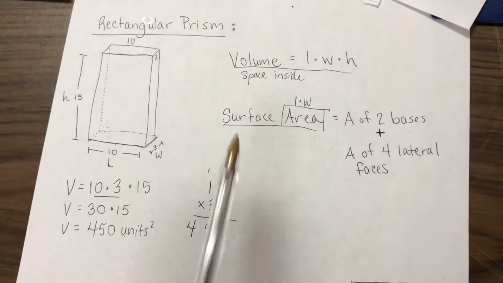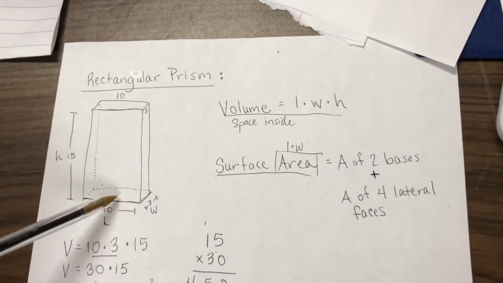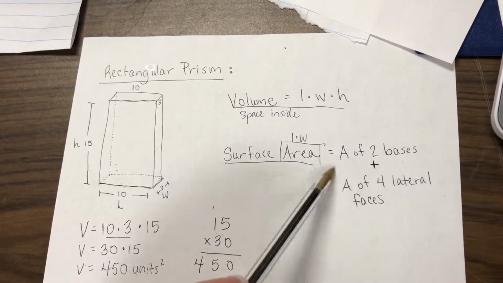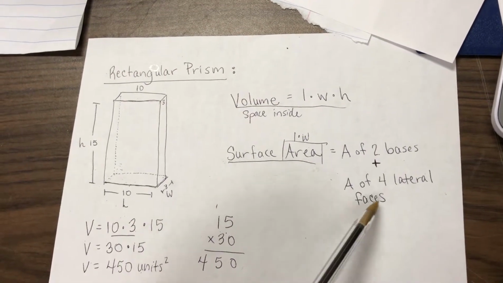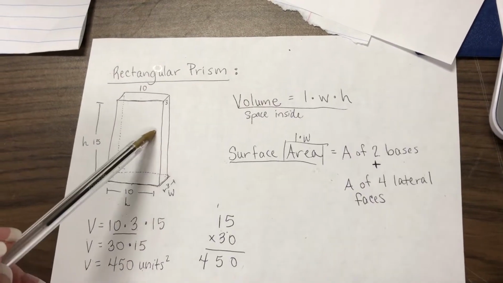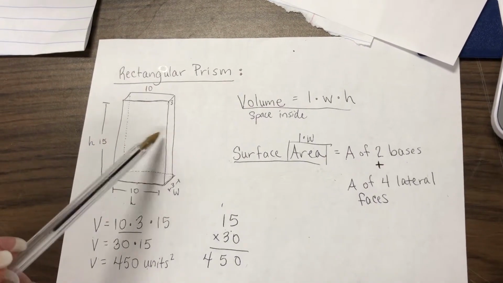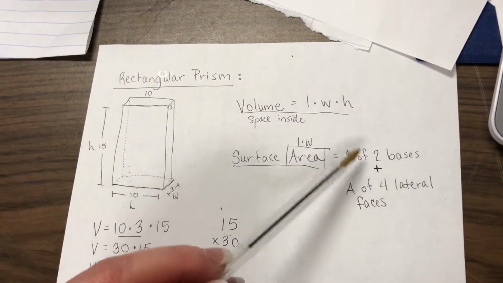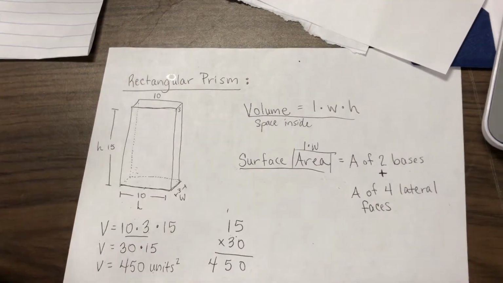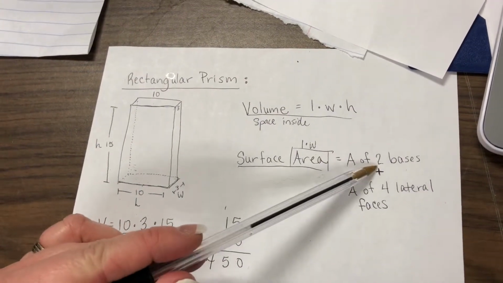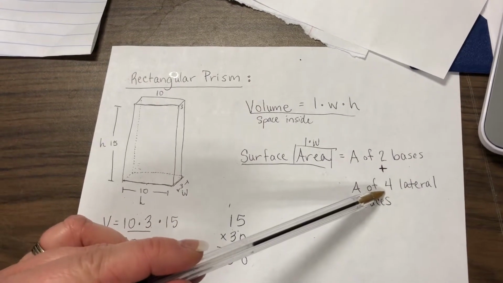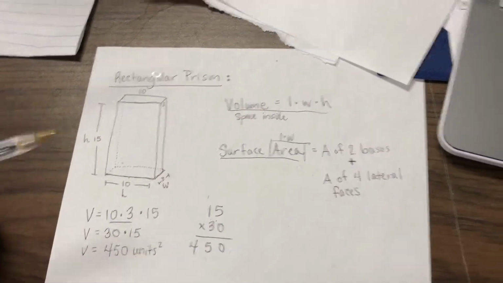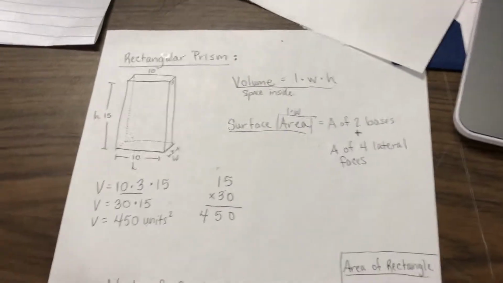So what's going to happen is we're going to have 2 bases, the top and the bottom, that are going to have the same area. So we're going to find the area of those 2 bases combined. And then we're going to have 4 lateral faces, one on each side of this rectangular prism. 1, 2, the back is 3, and this side is 4. So we're going to calculate the area of each of those, and then we're going to add all of those up. So there's a total of 6 faces. There's 2 bases, the top and the bottom, and there's 4 lateral faces, one on each side. So that's a total of 6 faces that we're going to add up the area to get the complete surface area.